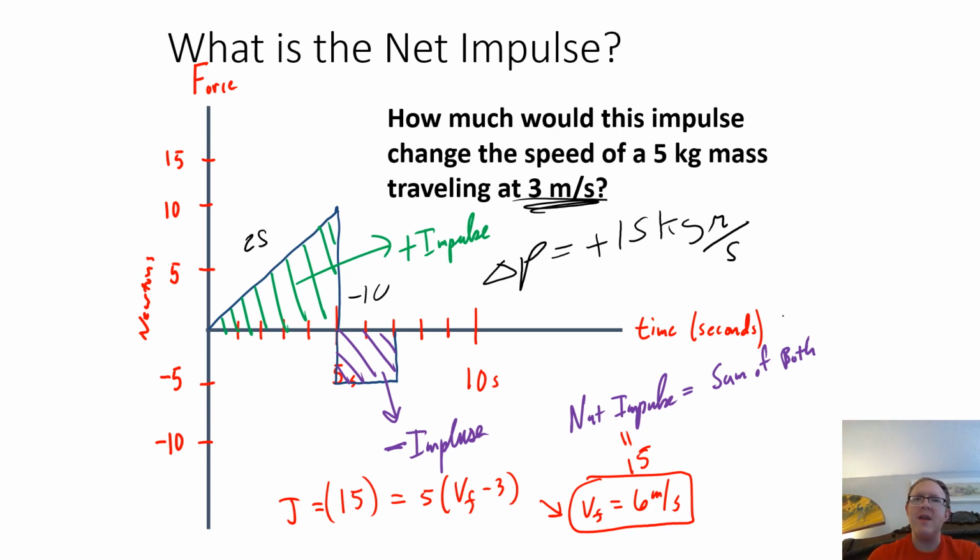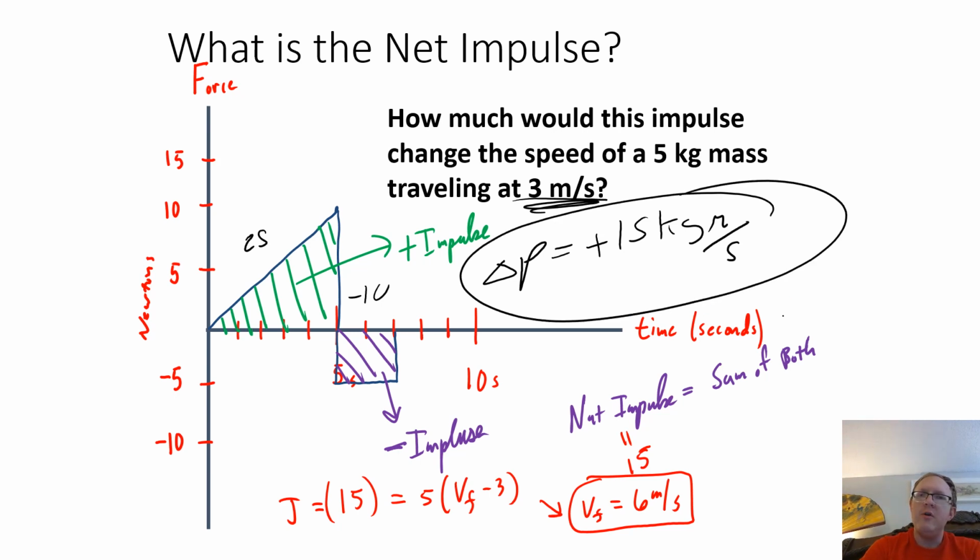So if we know that's our change in momentum, we can set that equal to mass times change in velocity, final minus initial. I believe that's right down here, actually. So they're setting 15 equal to 5 times velocity final minus initial, and we can get that our final velocity would be 6 if our initial velocity was 3. Be very careful with your finals and your initials. Change is always final minus initial.